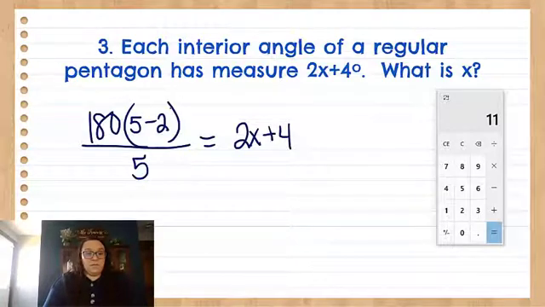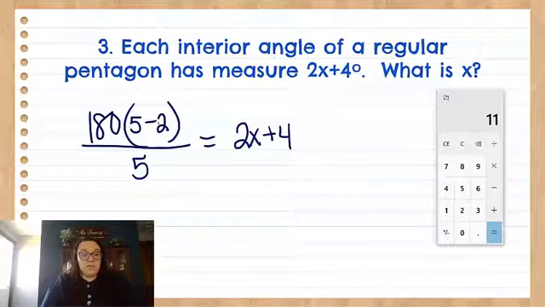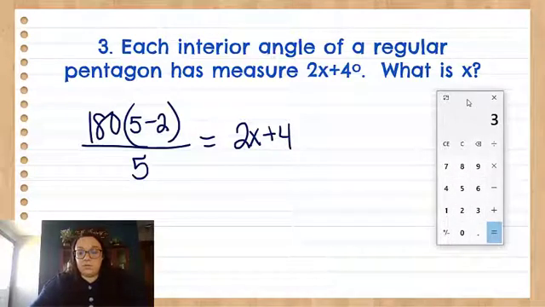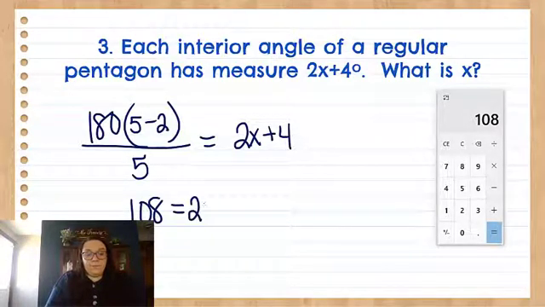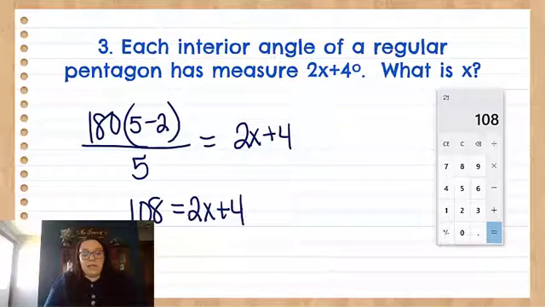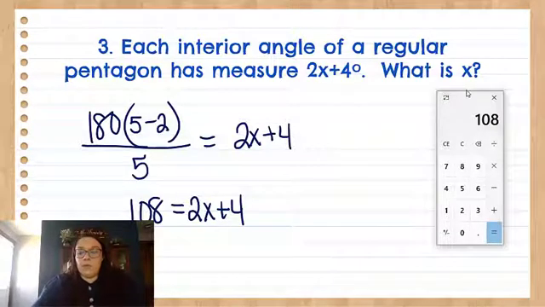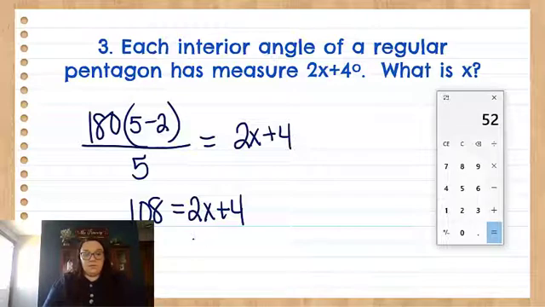And I think we're ready to solve. So let's work on the left side first. 5 minus 2 is 3, so that would give me 180 times 3 is 540, and then divided by 5 is 108. So this whole left side is 108. I can take away 4 from both sides, so 108 minus 4 is 104, and then I can cut it in half to get 52 for x.